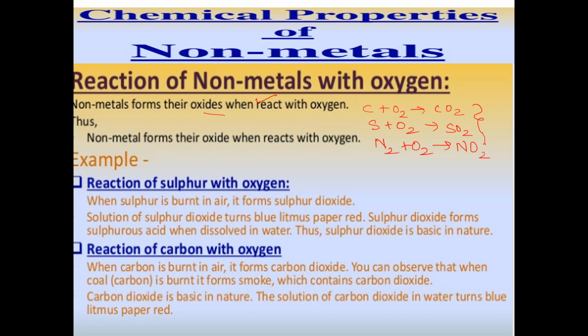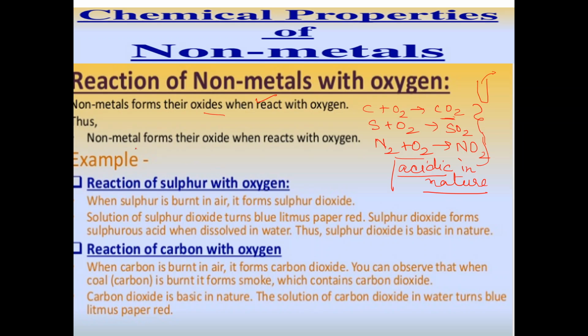All these are non-metallic oxides, and if you bring a moist blue litmus paper to the test tube from where the carbon dioxide is being evolved, it will turn red. It means they are all acidic in nature. So metallic oxides, we have seen, are basic in nature, but non-metallic oxides are acidic in nature. How can you test this? With the help of blue litmus paper.